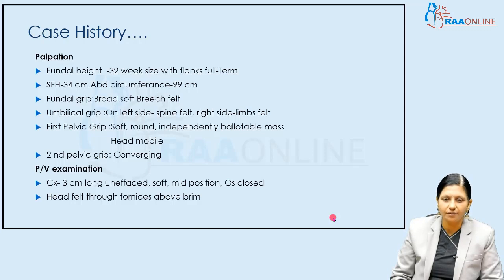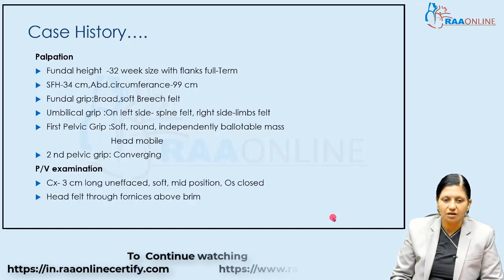On the first pelvic grip, a soft, round, independently ballotable mass suggestive of fetal head, which is mobile. In the second pelvic grip, the fingers are converging below the presenting part, suggestive of a non-engaged fetal head. On per vaginum examination, the cervix is 3 cm long, uneffaced, soft, mid position, os is closed and head is felt through the fornices.